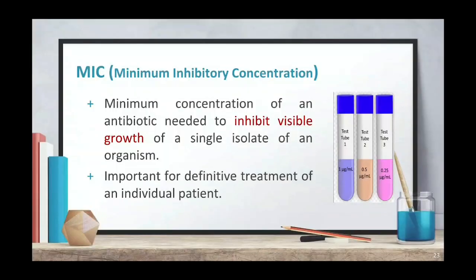The susceptibility of an organism to an antibiotic is determined by the MIC value. MIC, the minimum inhibitory concentration. What does it mean? It is the minimum concentration of an antibiotic needed to inhibit visible growth of a single isolate of an organism, and it is important for the definitive treatment of an individual patient.